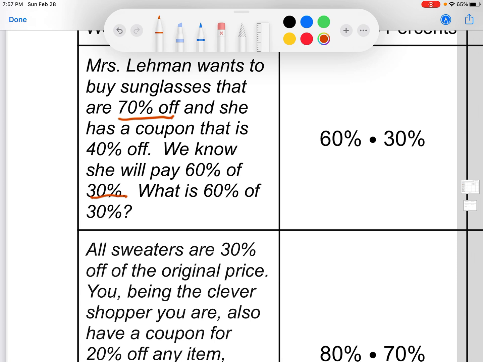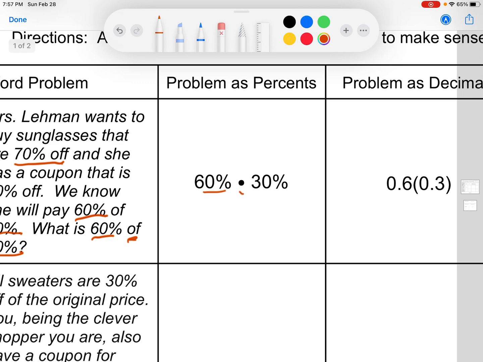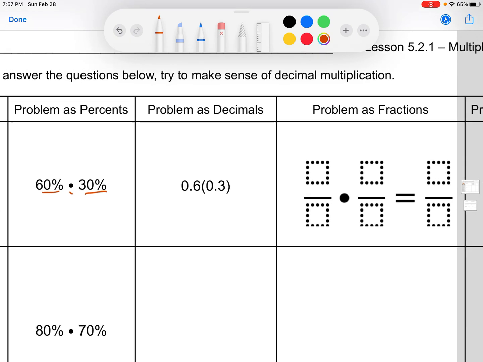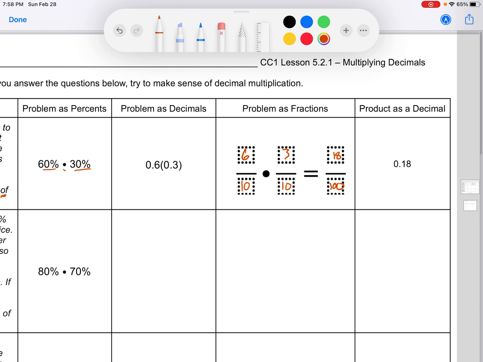And 40% off means that you will be paying for 60%. So what is 60% of 30%? And that of means times. And that's where this comes right into play, 60% of 30%. What we're doing today is practicing looking at problems as decimals, 0.6 and 0.3, but we can also write them as fractions, 6/10 and 3/10. And 6 times 3 is 18, and 10 times 10 is 100. And the product as a decimal is 0.18.